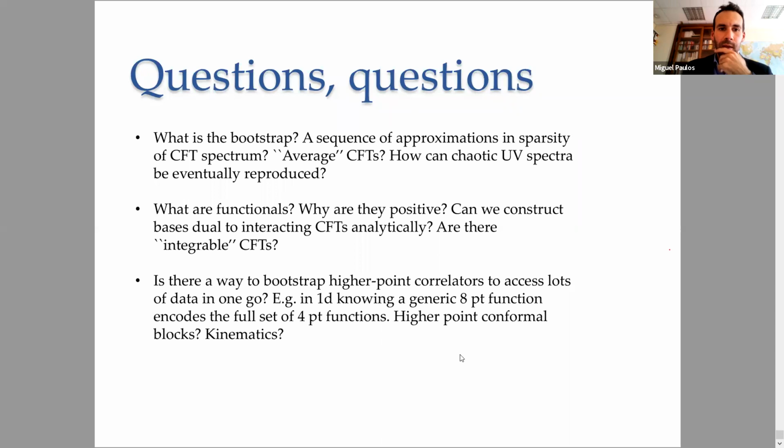And maybe finally, is there a way that we can bootstrap higher point correlators such that we have access to lots of CFT data in one go, like we discussed before? So for instance, in 1 dimension, if you know the generic 8-point function for some scalar, then this actually includes the full set of 4-point functions. You can get all the CFT data from a single 8-point function. So maybe we should look into this, but this will require understanding higher point conformal blocks and the associated kinematics.